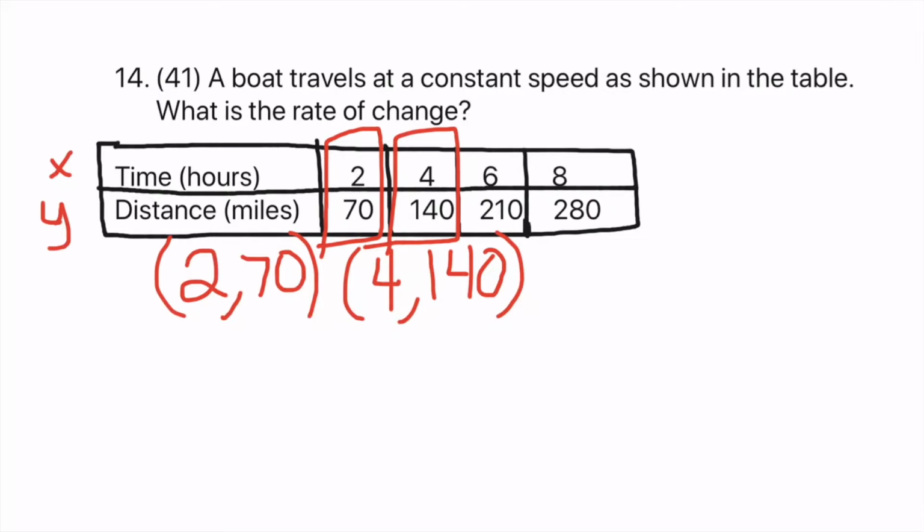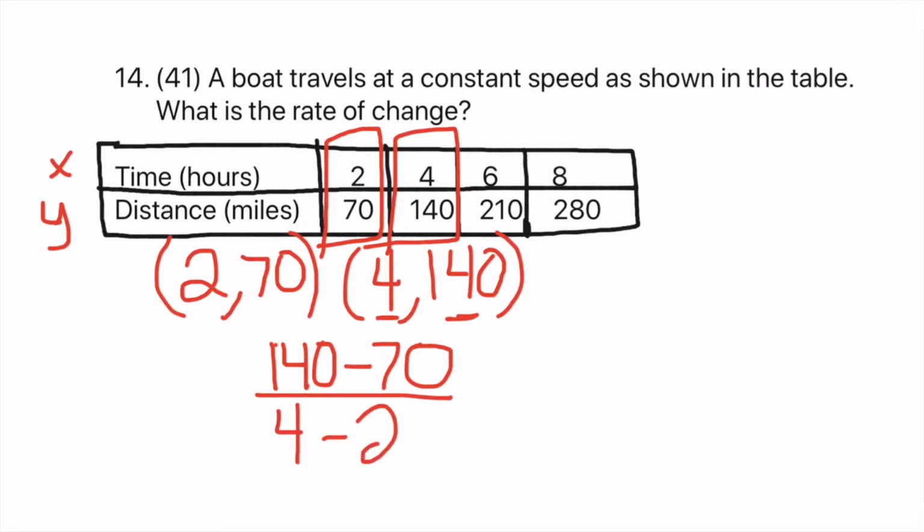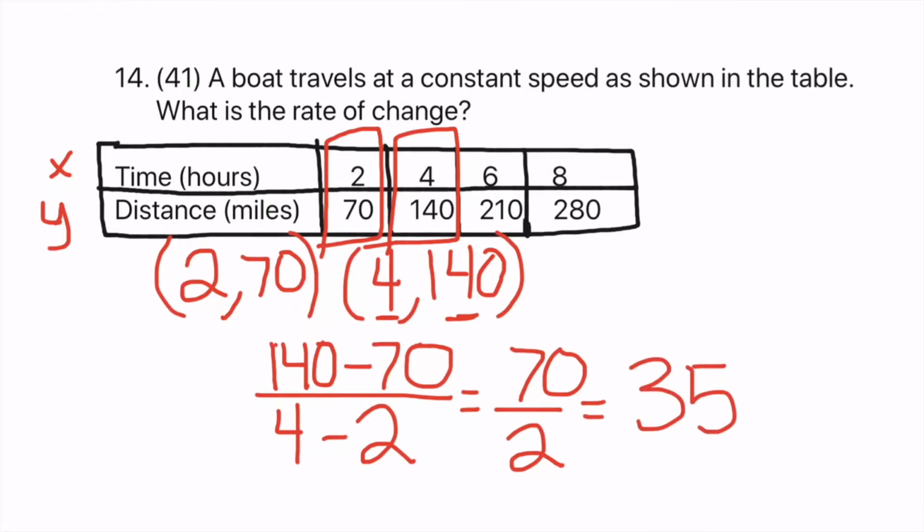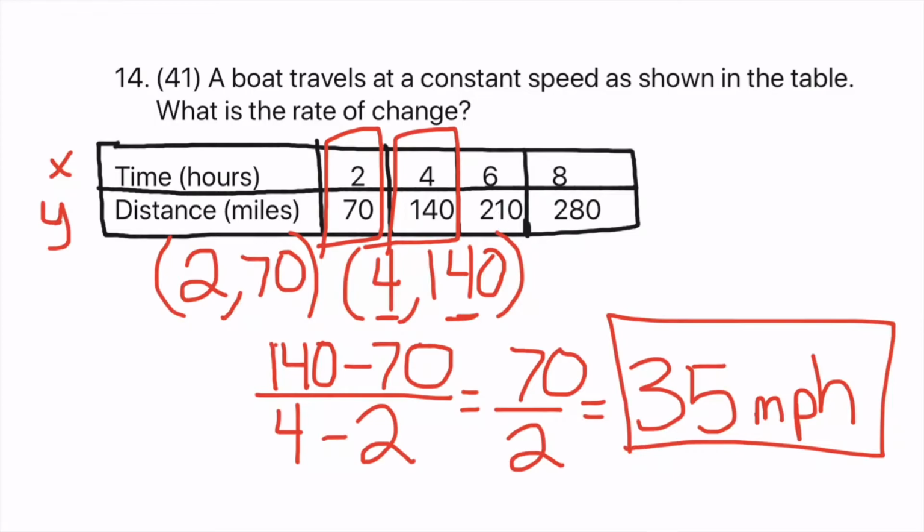Now to find the slope, remember we find the difference in our y's, so I'm going to choose to start with 140 minus 70. And since I chose this y first, I need to choose this x first to find the difference in our x's. So we're left with 70 over 2, which is 35, and it is miles per hour. Don't forget your unit. And that's the slope, or the rate of change.